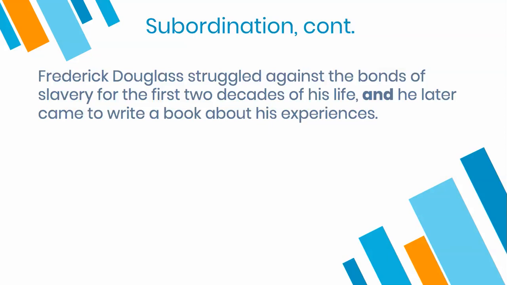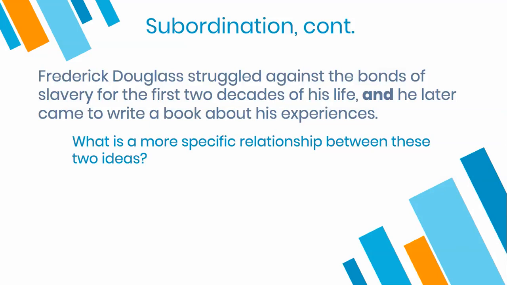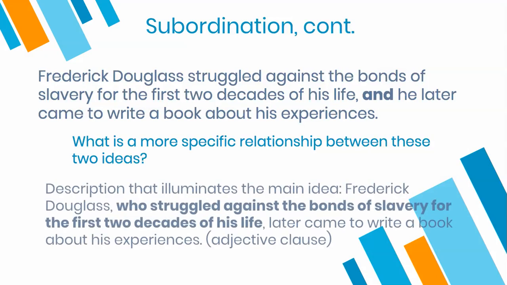Let's look at the Frederick Douglass sentence. What is the specific relationship between these two ideas? He struggled against the bonds of slavery. He wrote a book about his experiences. An option might be to turn one of these into a description that illuminates the main idea. Frederick Douglass, who struggled against the bonds of slavery for the first 2 decades of his life, later came to write a book about his experiences. So here I've created an adjective clause.